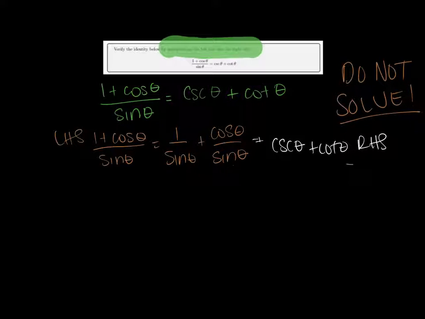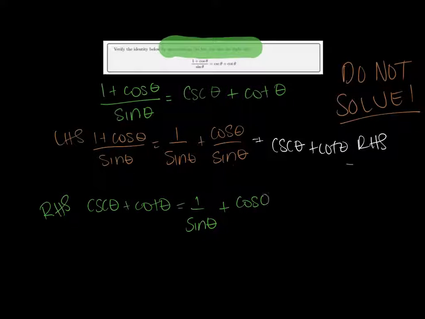Now let's say that you're staring at this thinking, I just don't know where to start. But you look at it and decide maybe the right-hand side is a bit more confusing or complex. That's always the side we want to start with. So cosecant theta plus cotangent theta. The first thing we want to do is break these down into the basic building blocks of sine theta and cosine theta. So I get 1 over sine theta and cosine theta over sine theta.